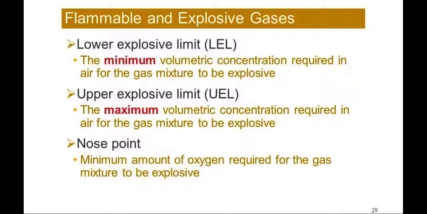There are three important values on the covert triangle. The first one is the lower explosive limit. It is the minimum volumetric concentration required in air for the gas mixture to be explosive. And for methane, this value is 5%.